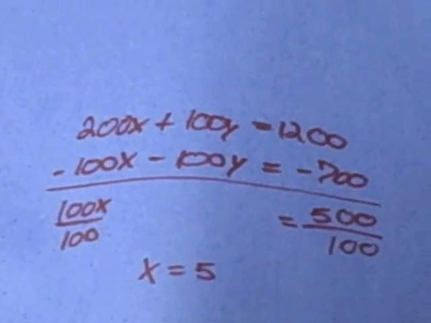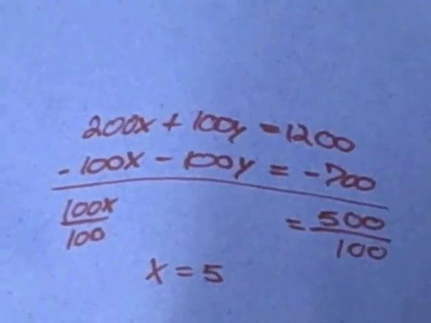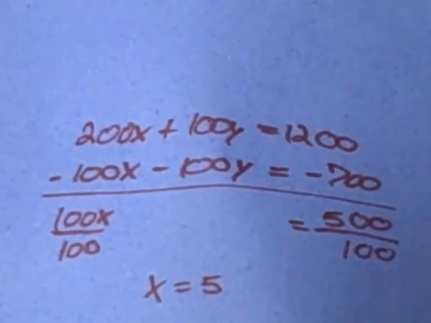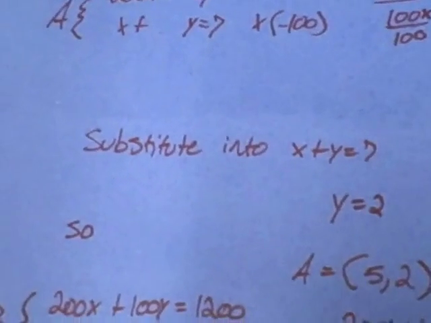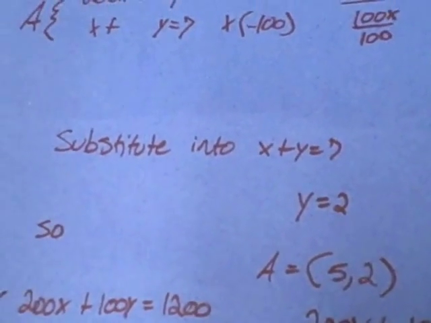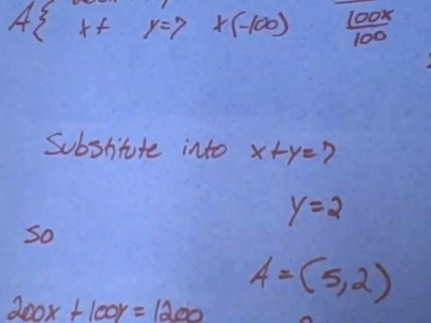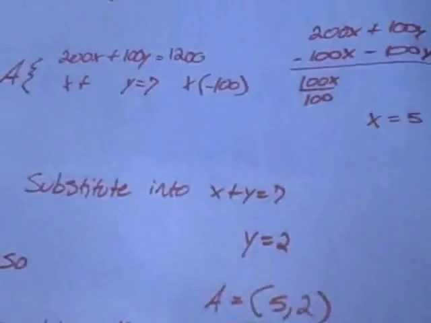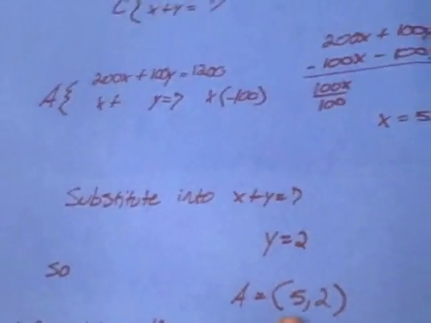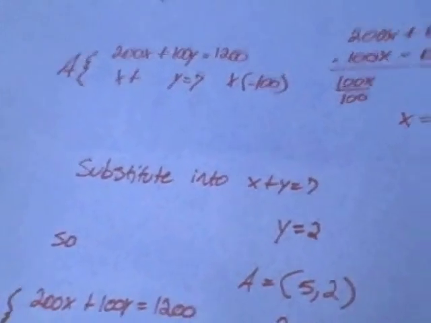Alright, and then 100x over 100 equals 500 over 100, so x equals 5. We'll substitute that into x plus y equals 7. So y will equal 2, and A will equal 5, comma 2.